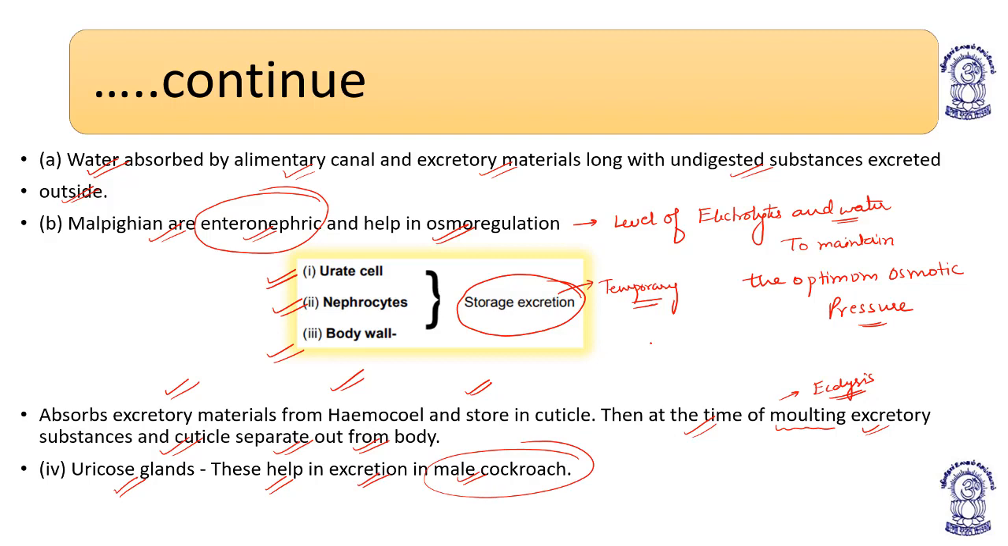Okay. So the points you have to remember are the urate cell, nephrocyte, and body wall. The excretory waste is stored in the form of cuticle. That cuticle is eliminated from the body as a part of molting or ecdysis. Uricose glands help in excretion in case of male cockroach. So please remember this term, that male cockroach have uricose glands for excretion. Understood? Now coming to next, the type of Malpighian tubules are enteronephric.